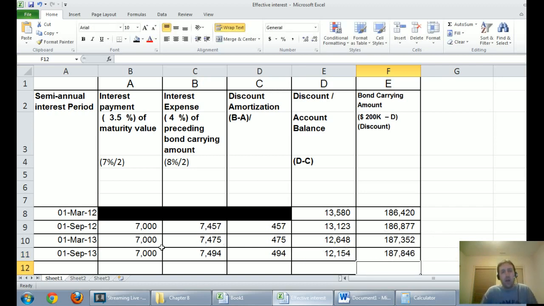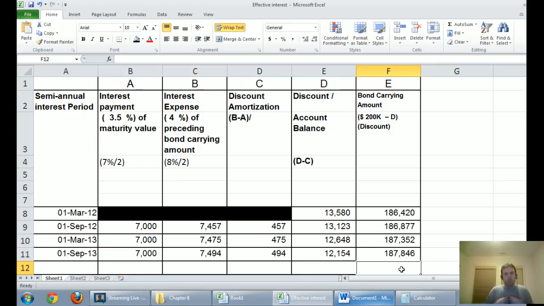Now what you'd find is if you drag this down for 10 years, that's 20 periods, this number will get closer and closer to 200,000. At the end of the 20th period, if it's been calculated correctly, you should be bang on 200,000. The reason is when you pay back, you don't pay back a discount. You have to pay back the full amount. So our discount is getting whittled down to nothing.